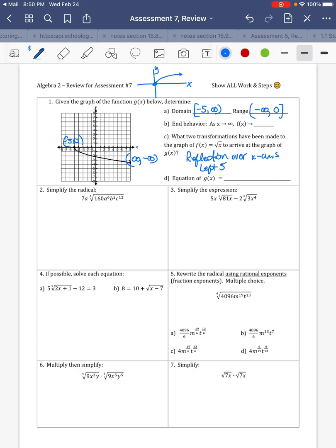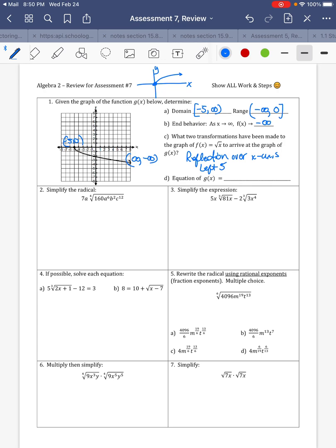All right, the end behavior as x goes to infinity, so as this graph goes to the right, then the graph goes down. Sorry, I was looking for my pointer here. Where is that thing? There it is. So as you go towards infinity, this direction, the graph goes down, down, down, down, down. So my end behavior is -infinity.